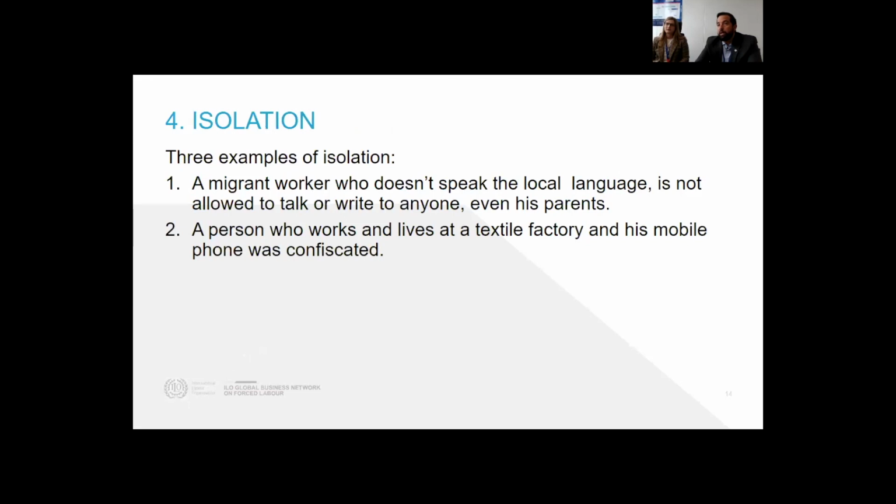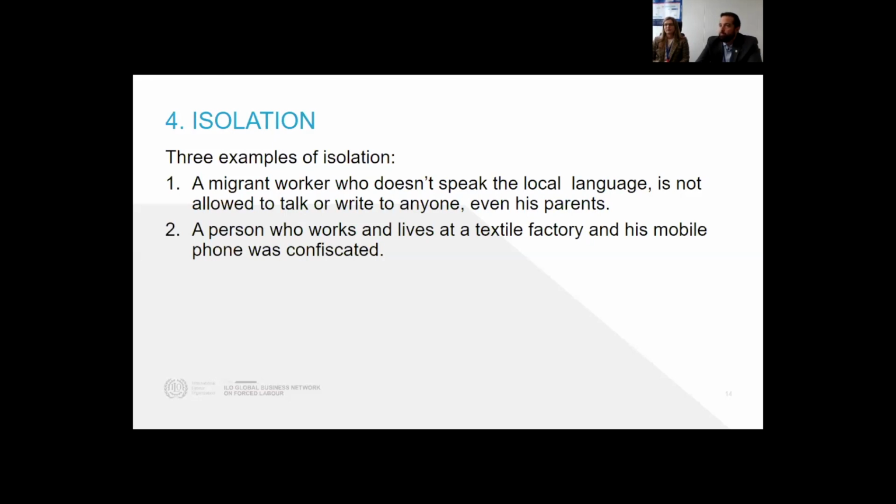So moving on, we have isolation. So I'm including here three cases or three examples of isolation, so it becomes a bit clearer for us. A migrant worker who doesn't speak the local language is not allowed to talk or write to anyone, even his parents. Even if the person did speak the language, still, if the person is not allowed to contact anyone, to use communication tools or equipment, we consider this person to be in isolation.